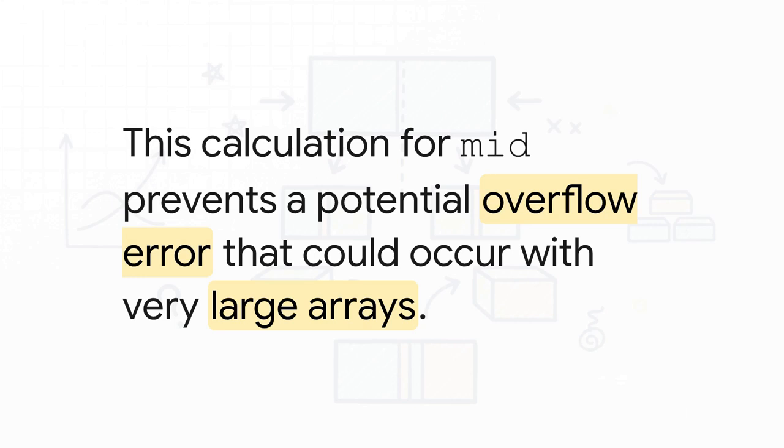Now, why on earth would they do that? Well, with really large arrays, just adding left plus right could actually become a number so big that the computer can't handle it. It causes something called an overflow error. This simple change completely avoids that problem. It's just a super clever, robust little detail.